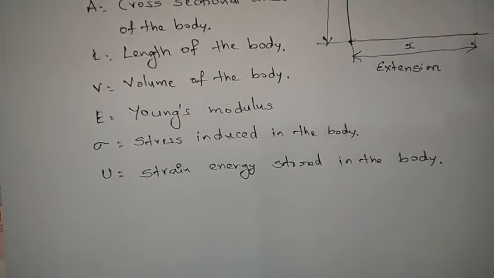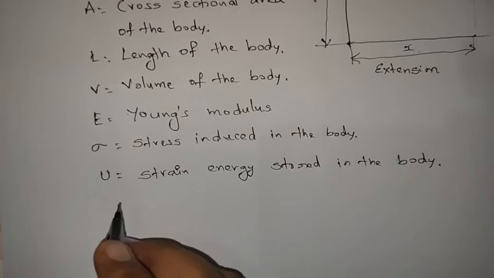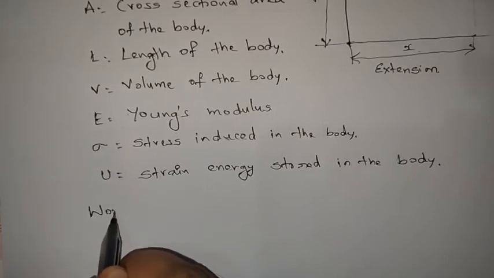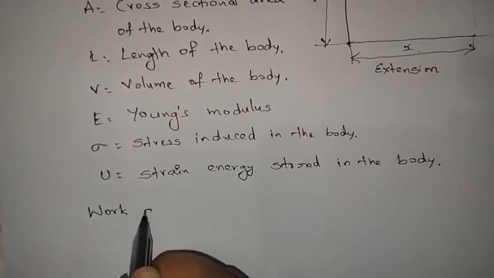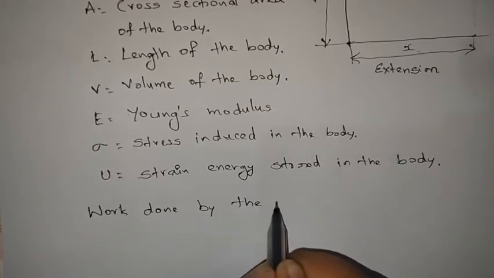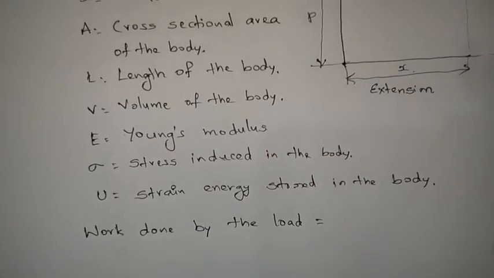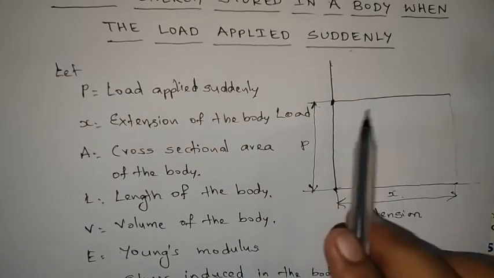Now I want to calculate that U value. So how to calculate the strain energy stored in the body? The work done by the load will be equal to the strain energy stored in the body. So now let us calculate the work done by the load. Work done by the load is equal to the area under the curve. Here the curve is nothing but this line.